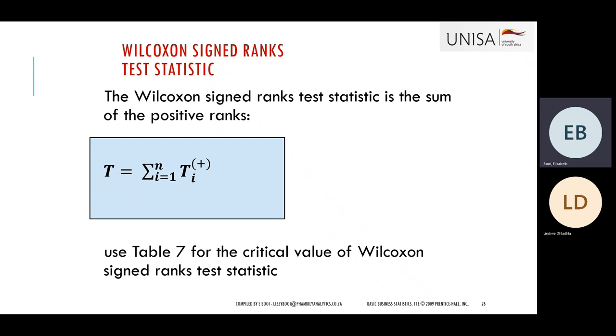And in order for us to find out whether we're going to reject the null hypothesis or not to reject the null hypothesis, we need to find the critical value. And finding the critical values, we need to go to table 7, which is critical values of Wilcoxon signed rank test. Okay.